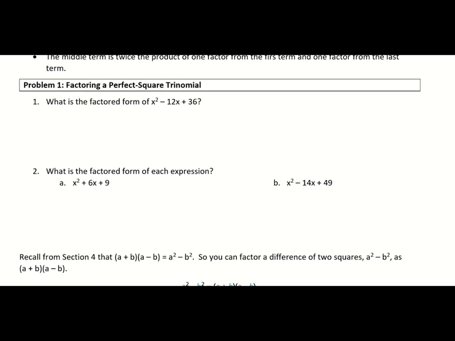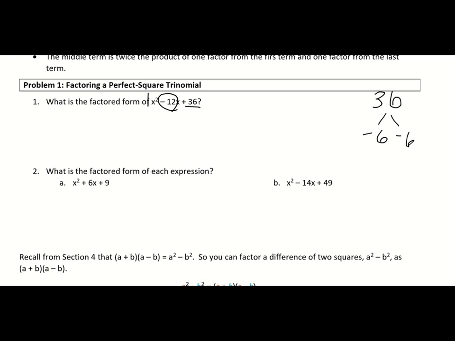special cases. So if we look at problem 1, number 1, we want to factor x squared minus 12x plus 36. I'm going to multiply the number in front of x squared, which is a 1, with my constant 36 to get 36. And I'm going to think of any two numbers that multiply to 36 and add to negative 12. That would be negative 6 and negative 6. Those are the two numbers that will multiply to 36 and add to negative 12.